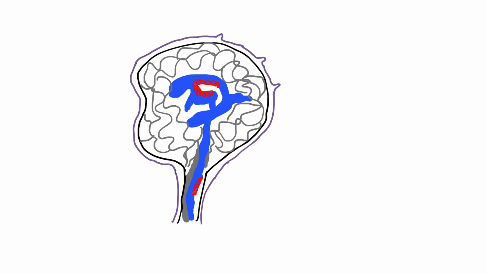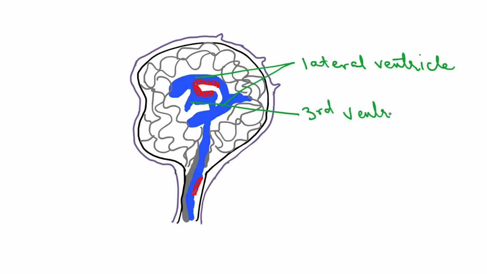So let's do the labeling here. This blue structure is the lateral ventricle. This one is the third ventricle. And this is the fourth ventricle. Lateral ventricle, third ventricle, fourth ventricle.